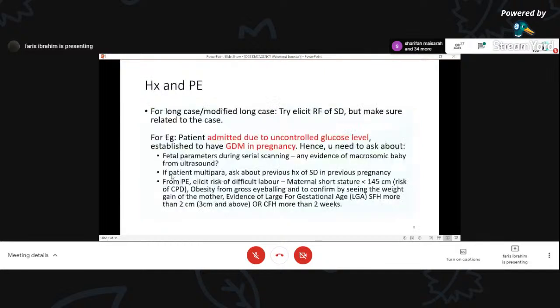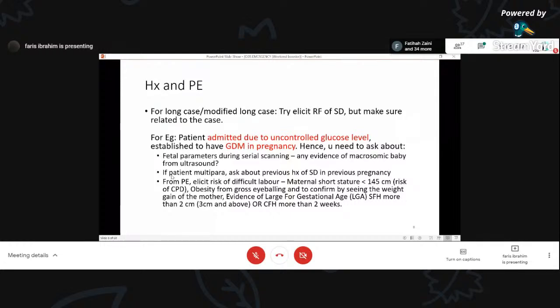Okay, now with regards to shoulder dystocia, in history and PE, I just try to correlate a bit with the clinical setting. So let's say you get a long case. In a long case, you will not get a shoulder dystocia case at that moment, because our topic today is obstetric emergency. So definitely an emergency would not be in your exam. Definitely an emergency is life-threatening, so it will not be in your exam; all of them are stable patients.